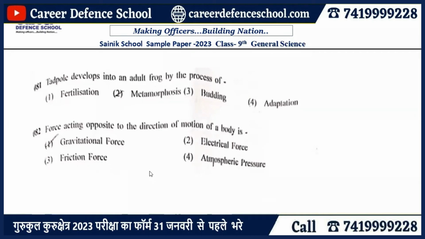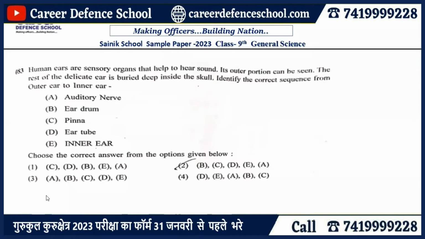ठीक है. Next question is 82 के बाद we have to discuss about the 83 question. Human ears are sensory organs that help to hear the sound. Its outer portion can be seen. The rest of the delicate ear is buried deep inside the skull. Identify the correct sequence from the outer ear to inner ear.